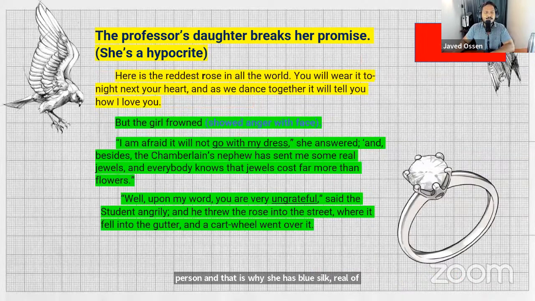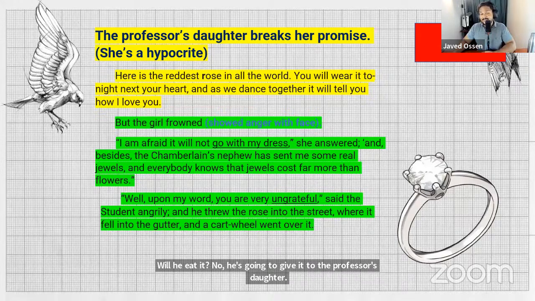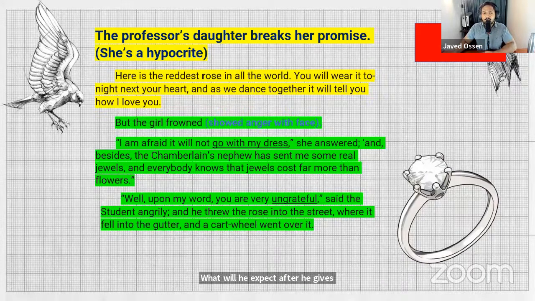And the young student, what will he do with the red rose? Will he eat it? No, he's going to give it to the professor's daughter. What will he expect after he gives her the red rose? He will expect to dance with her, right?